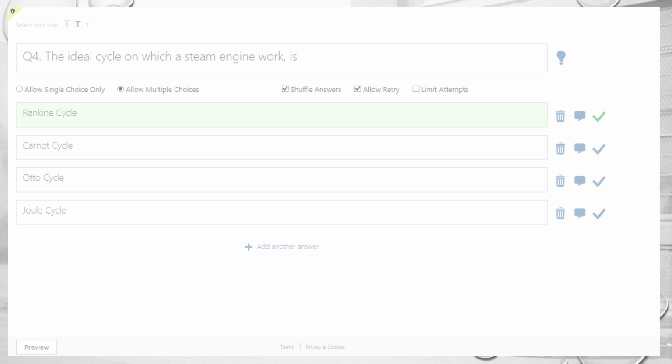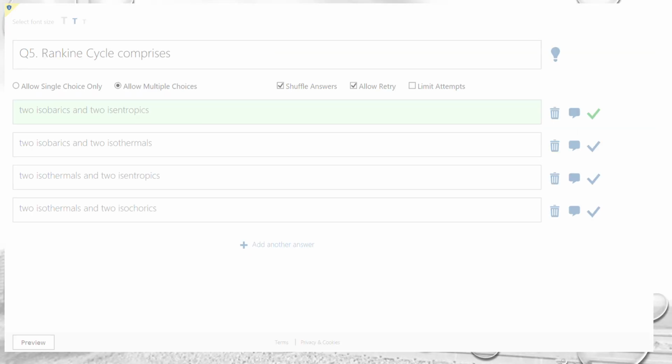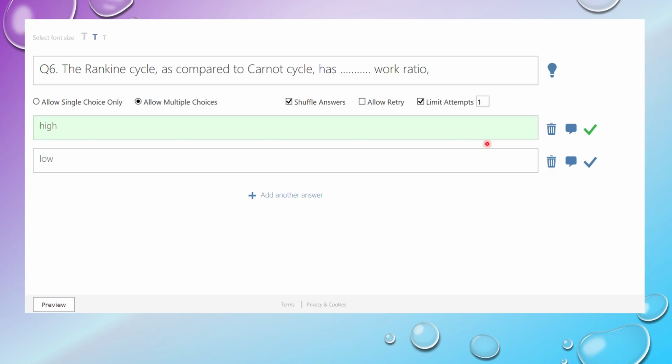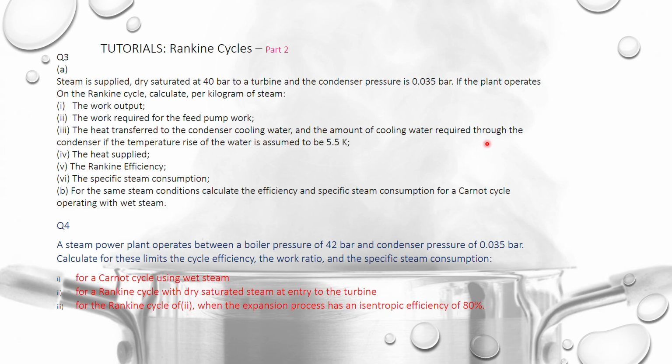Four. The ideal cycle on which a steam engine works is the Rankine cycle. Five. The Rankine cycle comprises two constant pressure processes, isobaric, and two isentropic, or adiabatic. Six. The Rankine cycle, compared to the Carnot cycle, has a high work ratio. That is your tutorial, for you to do later. I will show you the working of this later on.